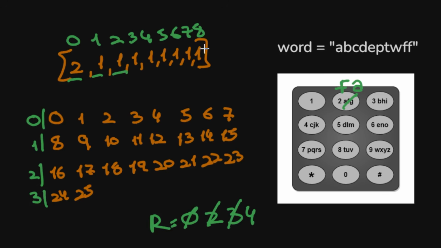Next here, 3 is in this block, so we do 1 times 1 plus 4, and this is 5. Next here, 4 is in this block, so we do 1 times 1 plus 5, and this is 6. Next here, 5 is in this block, so 1 times 1 plus 6 is 7. Next here, 6 is in this block, so 1 times 1 plus 7 is equal to 8.